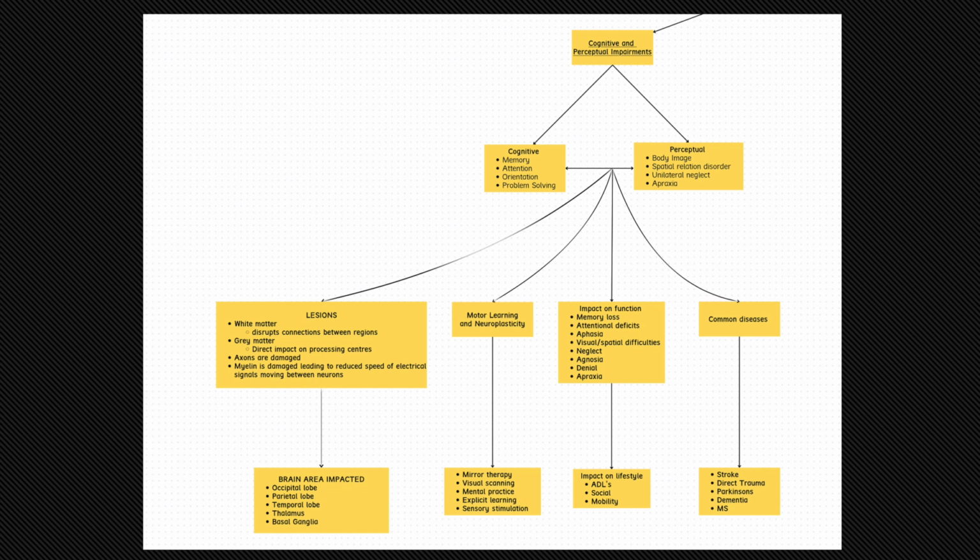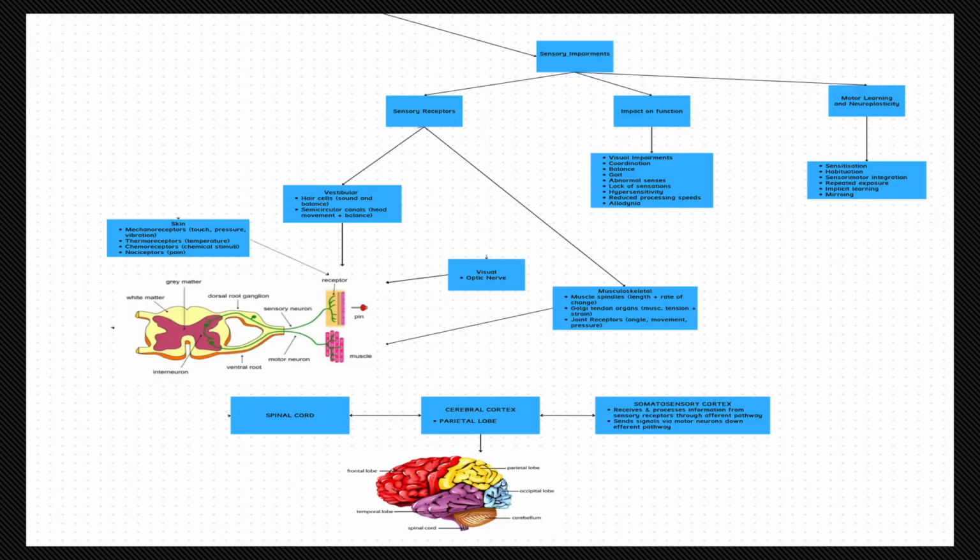Additionally, mirror therapy is a good option to try and trick the brain into thinking the affected limb is moving in an attempt to rewire neural pathways to achieve neuroplasticity in the affected side.